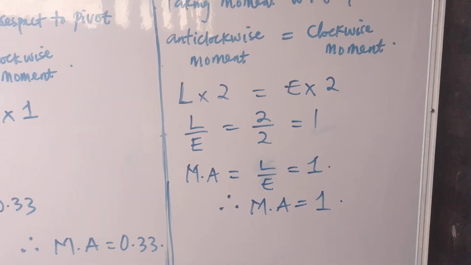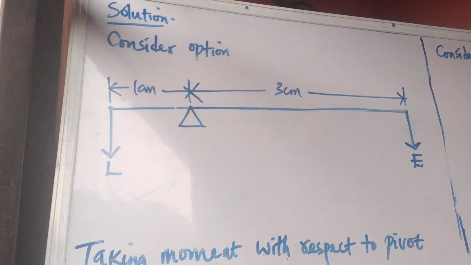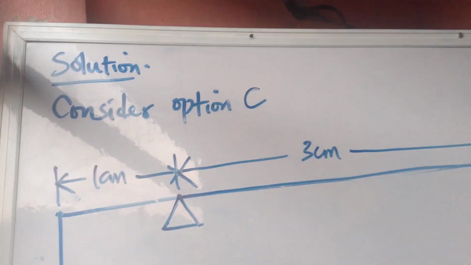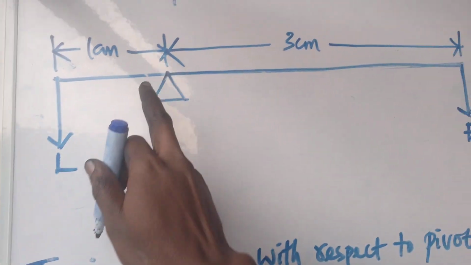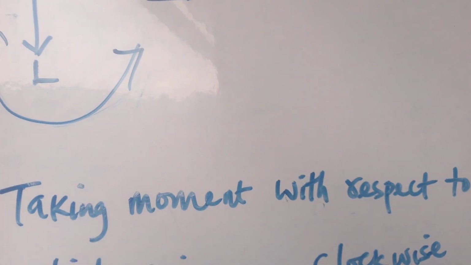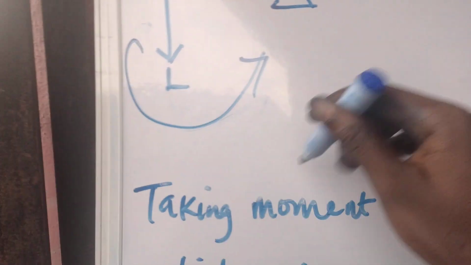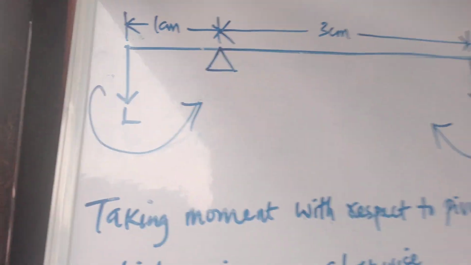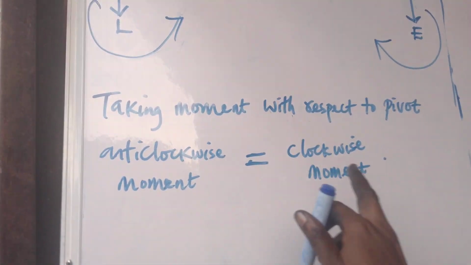Alright, so let's consider option C. The distance from here to here is 1, and here to here is 3. I'll still take moment with respect to this pivot. This will go clockwise, this one will go anti-clockwise. So anti-clockwise moment equals clockwise moment.